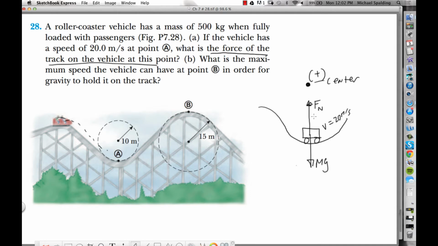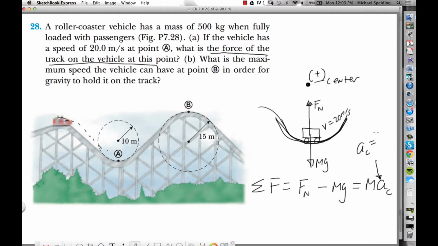Because the center of the circular path is always going to be positive, because that's where the acceleration points. Okay, so we sum the forces on the car. We have normal force up, mg down, center of the circle is positive. Sum of the forces always equals ma, but this a is special. It's a special a because notice that the car is in a circular path. Whenever an object's in a circular path, we have what's called a centripetal acceleration.